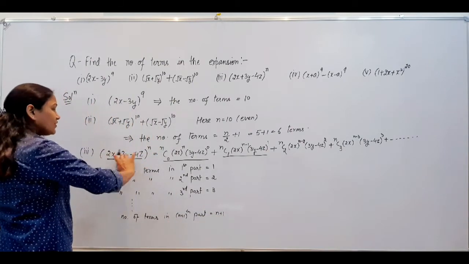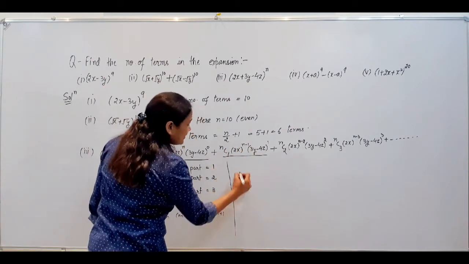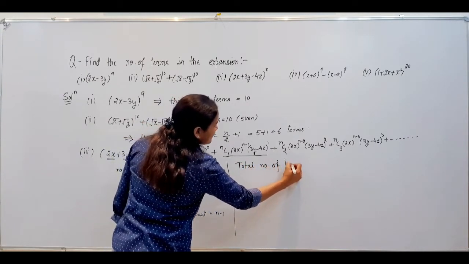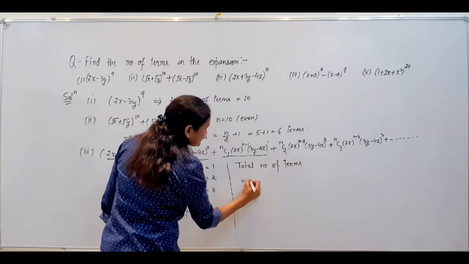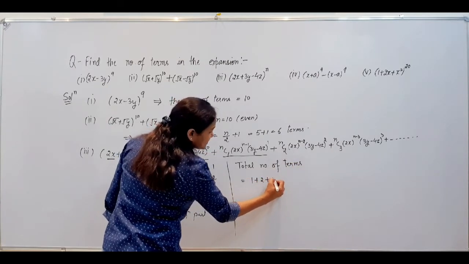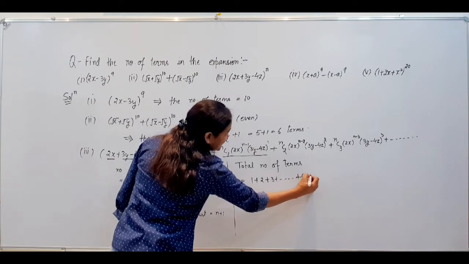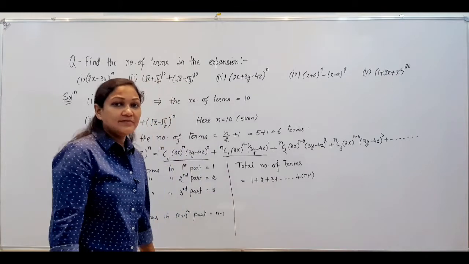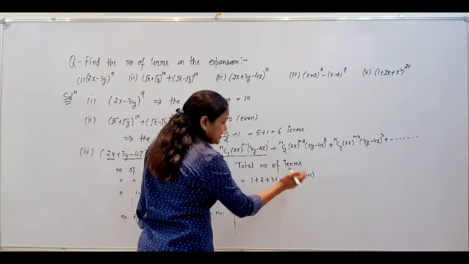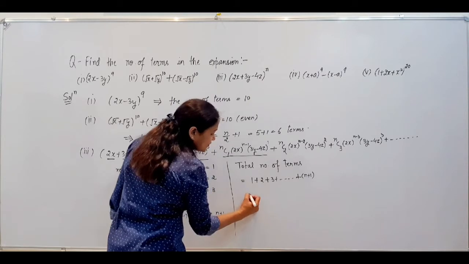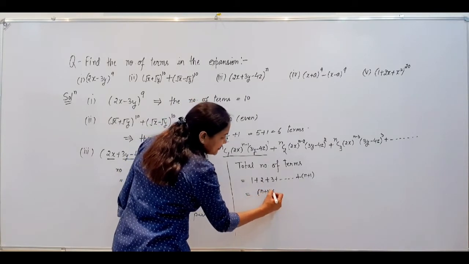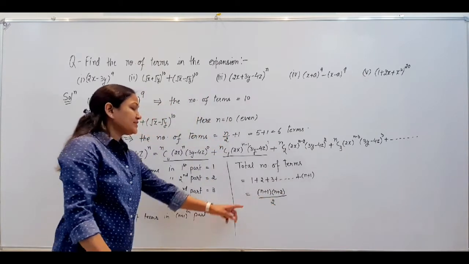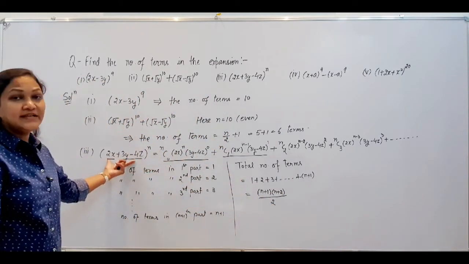So the total number of terms in this expansion will be 1 plus 2 plus 3 plus so on till n plus 1. You know that the sum of first n terms is n(n+1)/2. By the same criteria, the sum of first n plus 1 terms will be (n+1)(n+2)/2. So these are the number of terms in this expansion.